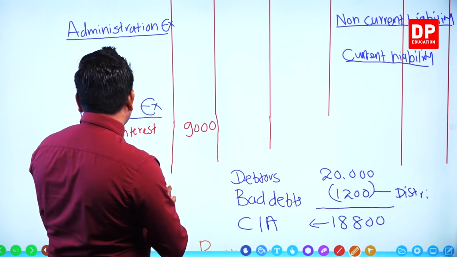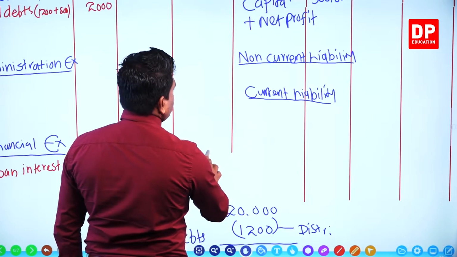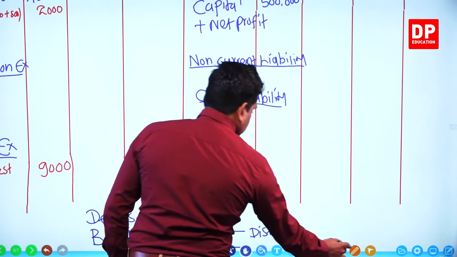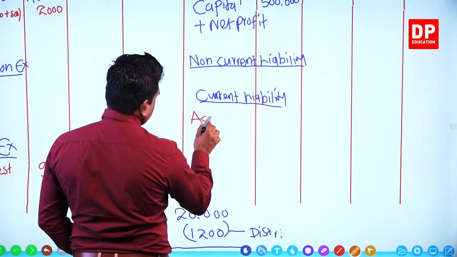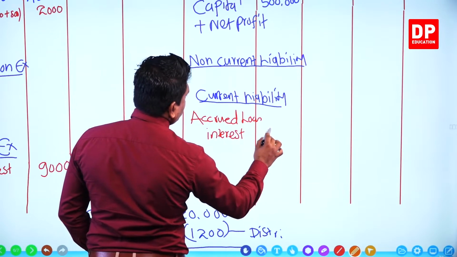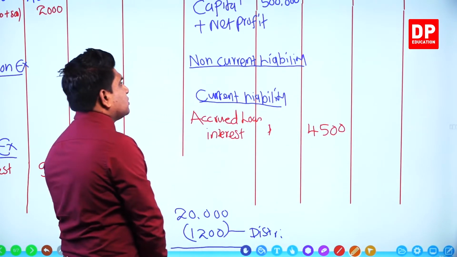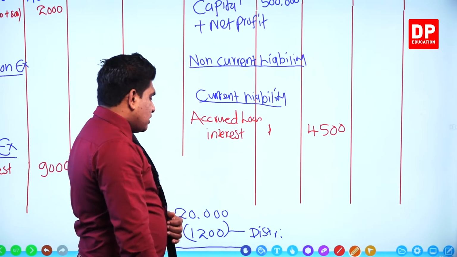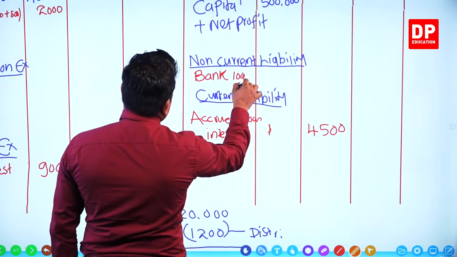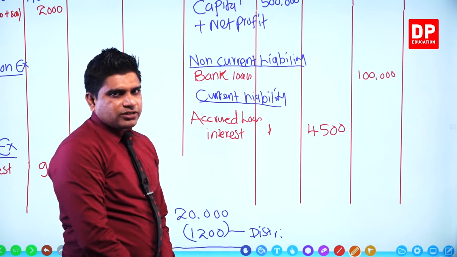Okay. Now loan interest. 9,000 is the annual bank loan interest. Under the current liability you write accrued loan interest. Loan interest. How much? 4,500. Not here. 4,500. Because I taught you this column is not related to this question, right? Okay. Don't forget to mention the bank loan. Bank loan. How much? 100,000. It goes to the corner because only one item we have under the non-current liability.